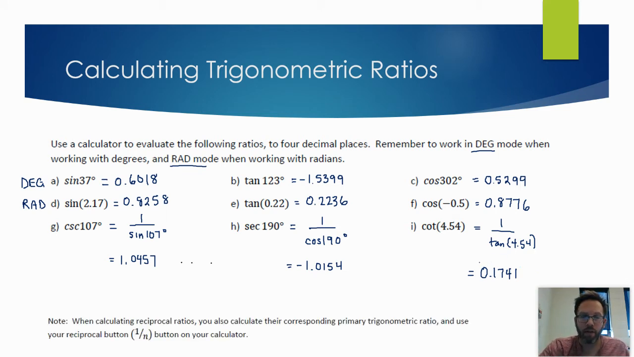Oh yeah, one thing to note, another way to do this, like for cosecant 107, what you could do is punch in sine 107, and then some of you may have an actual reciprocal button on your calculator, which will do the 1 divided by for you. That's just another option as well.